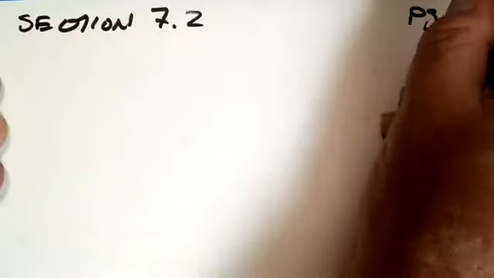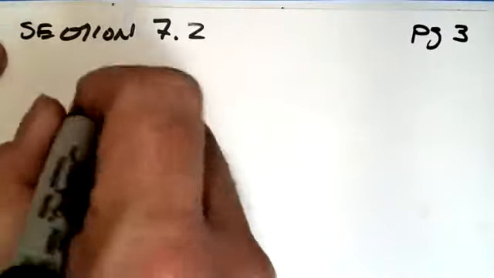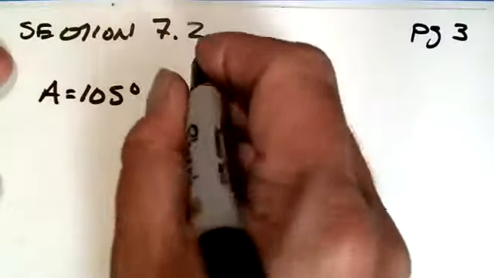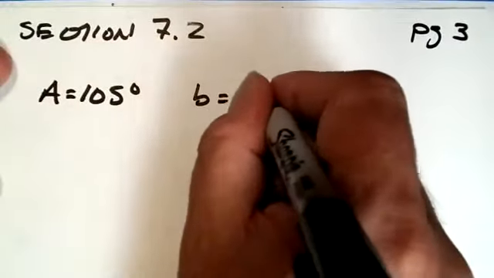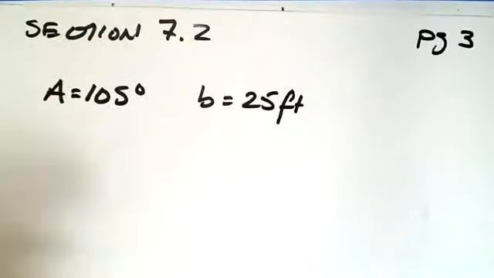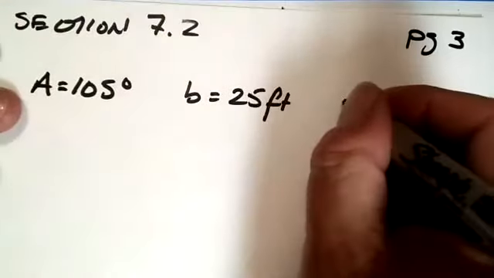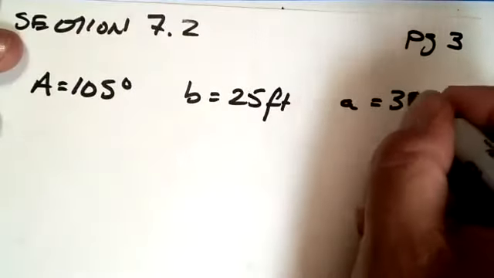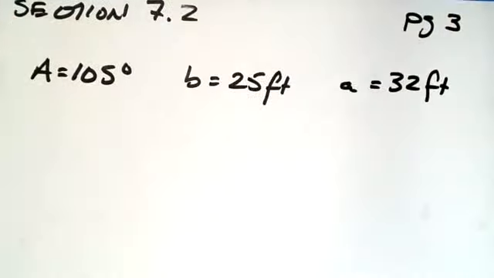Section 7.2, page 3. So similar setup. A is equal to 105 degrees. B is equal to 25 feet. And now the only thing I need to do is have A be larger than 25 feet. So what should it be? Let's say like 32 feet. That ought to work.